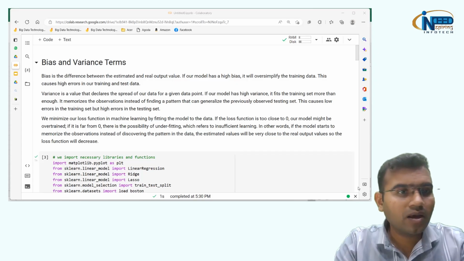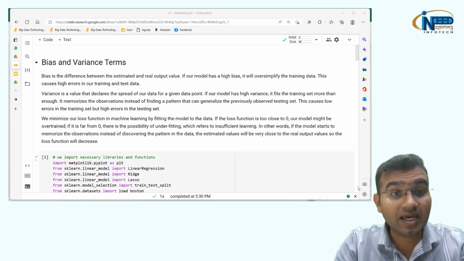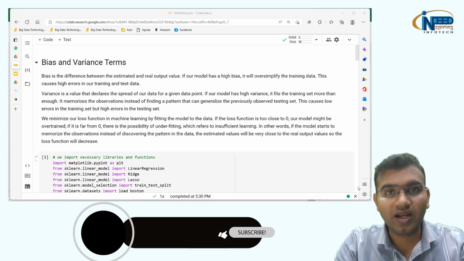Hello students. In this session, we are going to learn about Lasso regression and ridge regression. For that, you need to understand the concept of bias and variance. Bias. Bias is the difference between the estimated and real output value.